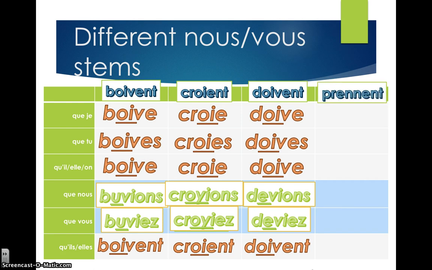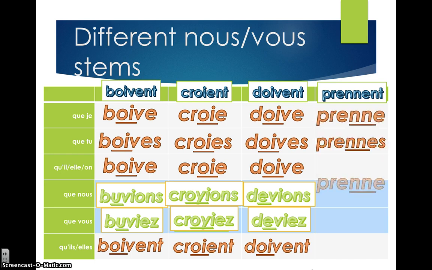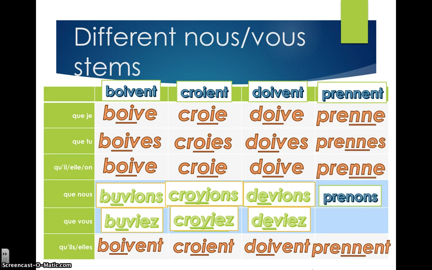First, they usually forget that the ils plural form in the indicative is prennent. So we get je prends, tu prends, ils prennent. But the nous form is prenons. So in the nous form of the subjunctive, there's only one n. Same thing with the vous form, only one n in the subjunctive. All right, so far so good.